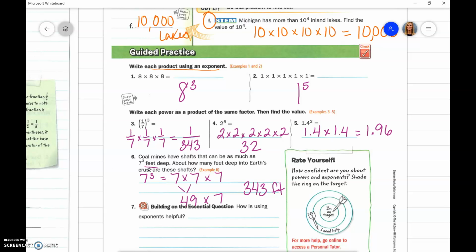Okay, there is your powers and exponents, and you are ready to go on with whatever assignment you have next. Good job, mathematicians.